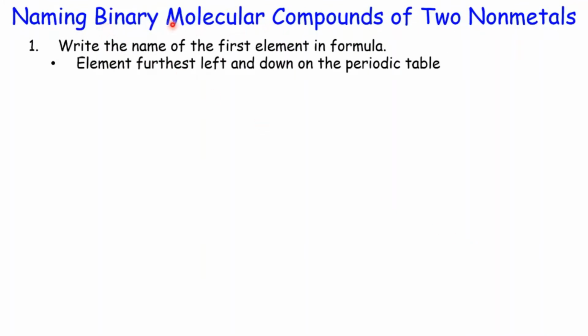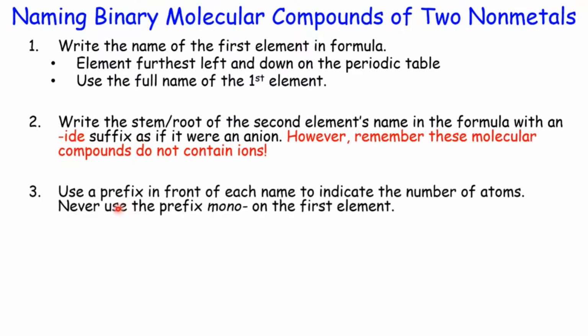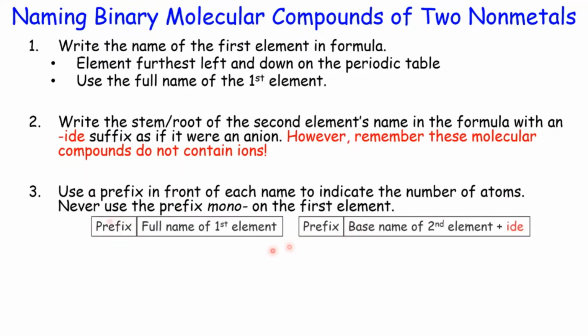Naming binary molecular compounds. Binary, of course, just means only 2 nonmetals here. So we simply write the name of the first element in formula, and we use the full name of the first element. Step number 2, we'll write the base name or the stem or the root of the second element's name in the formula, then with a suffix IDE. Number 3, use a prefix in front of each name to indicate the number of atoms in that compound. Never use the prefix mono. That's the first element, this is the second element.